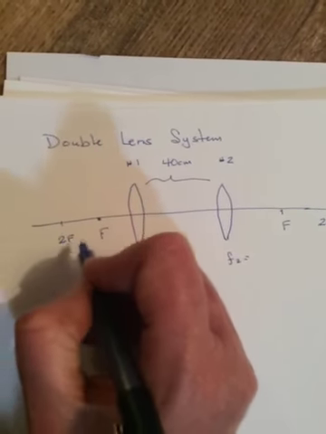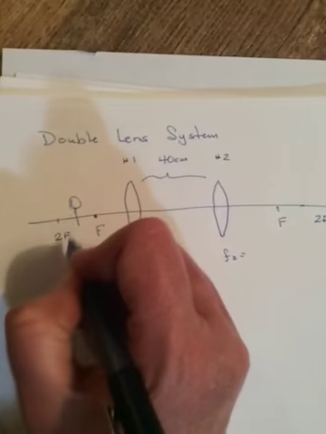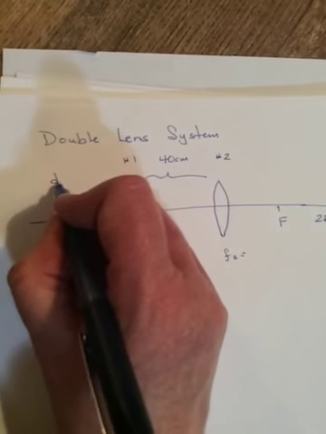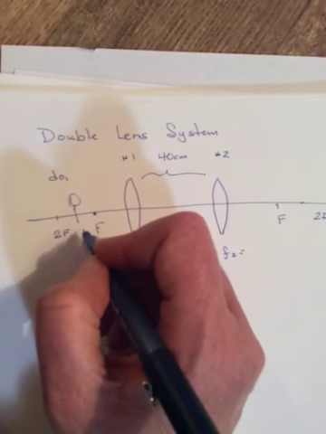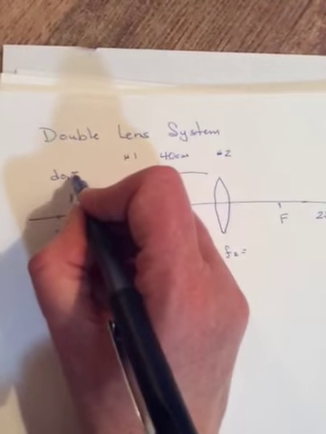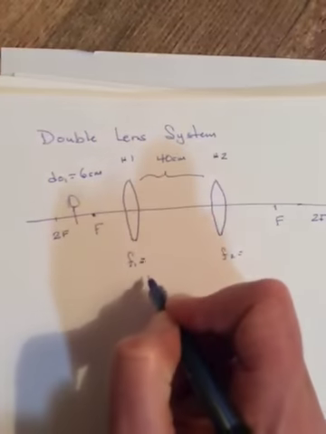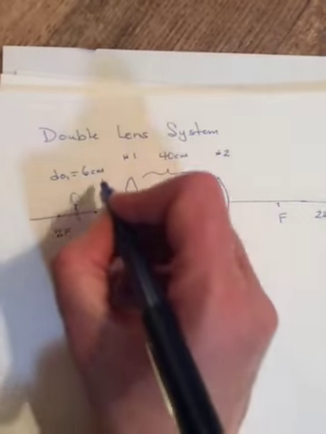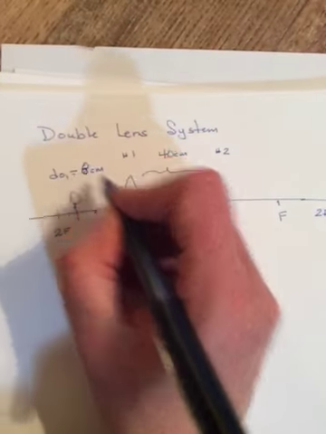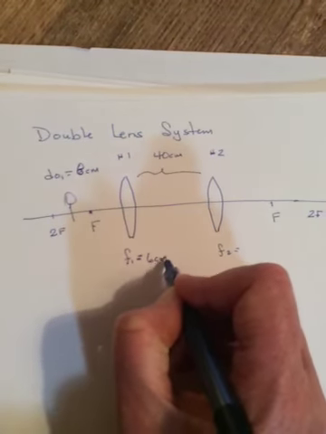So let's do an example. Let's put our object here, and we'll say our DO1, the first object. Let's say it's 6 centimeters from the first lens. And we'll say our F1, oh no, okay, sorry. Let's make this one 8 centimeters and make this 6 centimeters.